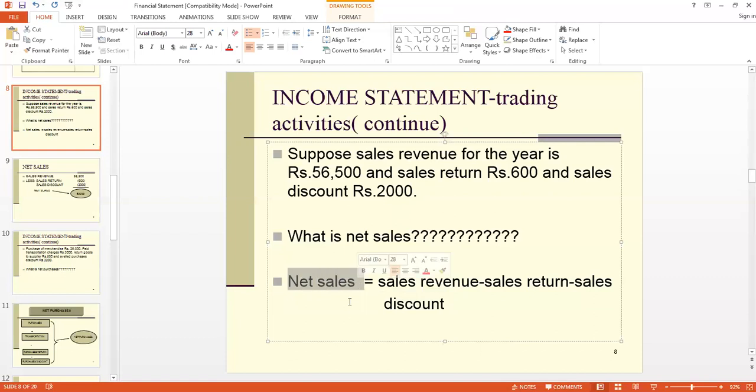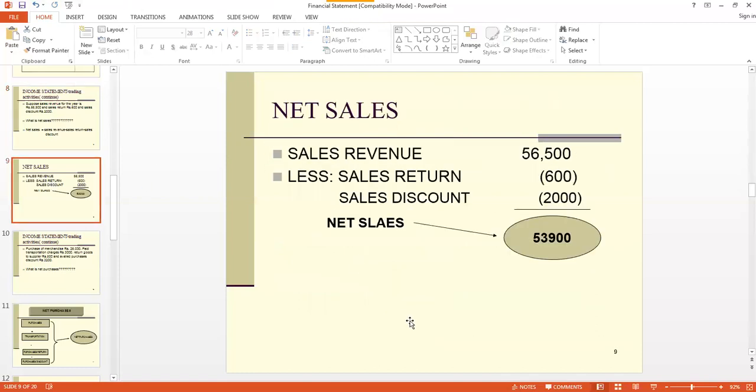So this is again a concept that if question or at any place you need to find out net sale, then you can use these two techniques to find out this value. Now look at this one. This is the way we can present that is sales revenue is given, then we will deduct sales return and discount, and then you will find out net sales value.